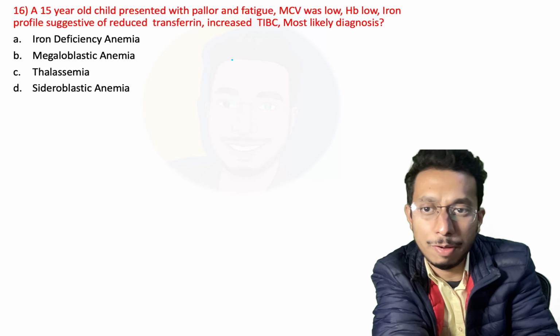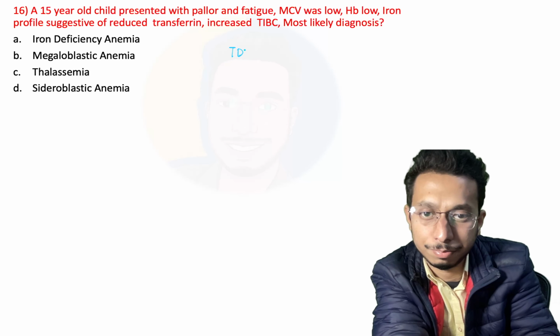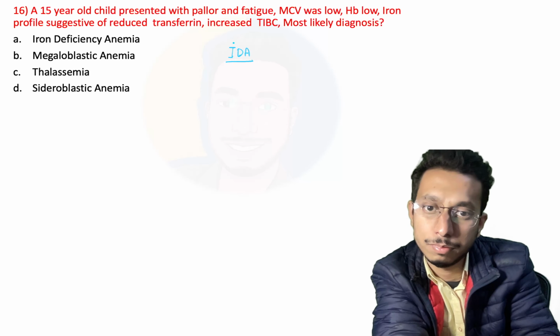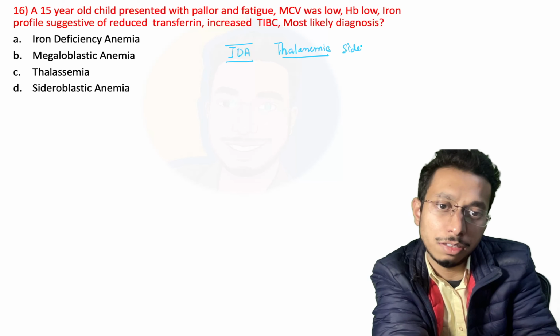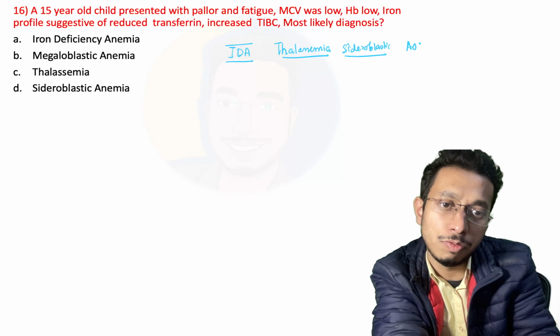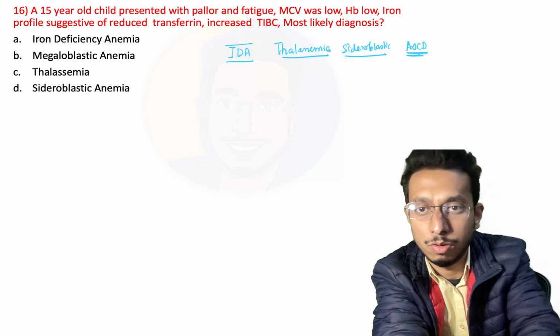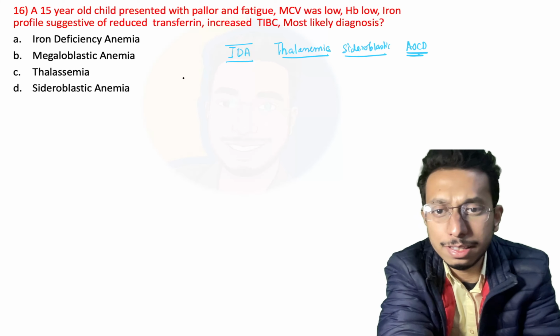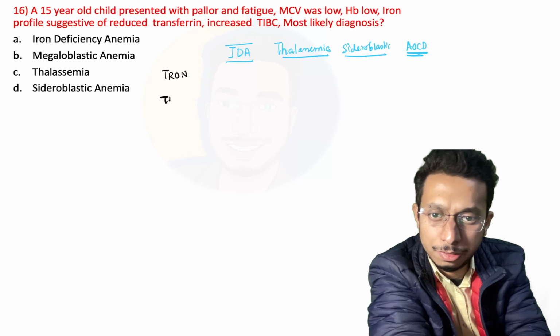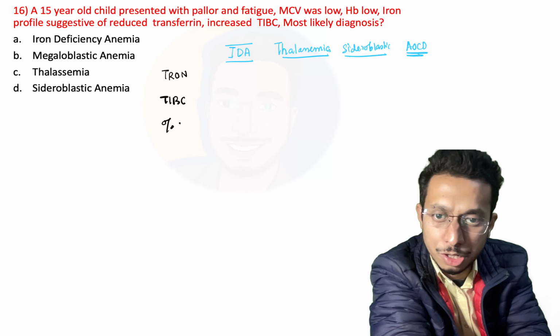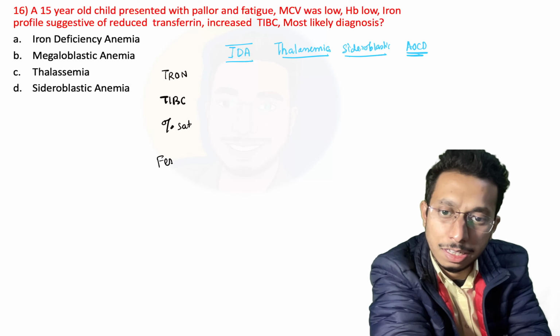We know the differentials of low MCV are iron deficiency anemia, thalassemia, sideroblastic anemia, and anemia of chronic disease. All right. So what are the changes in parameters in all of these, guys? Let's check: iron, TIBC, percentage saturation of iron, and ferritin. Ferritin is the storage form.